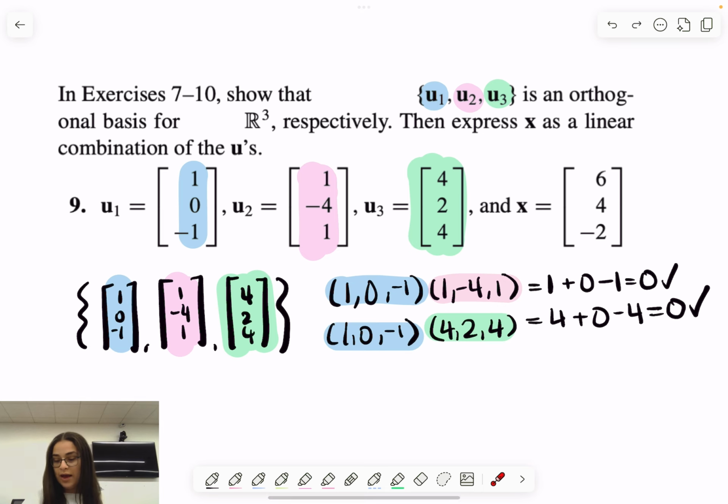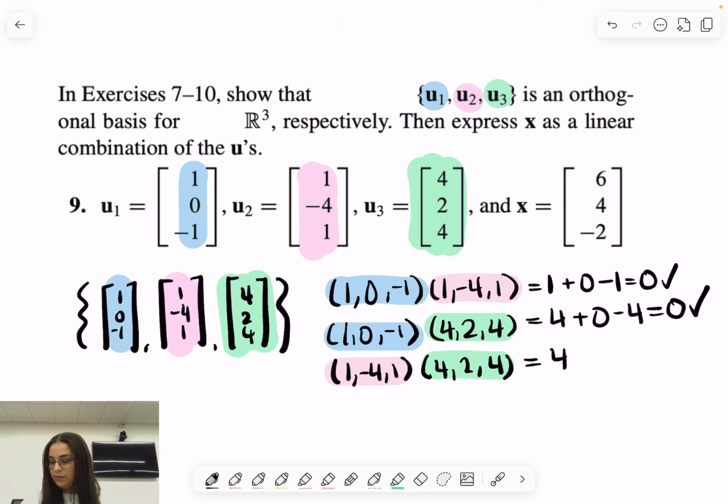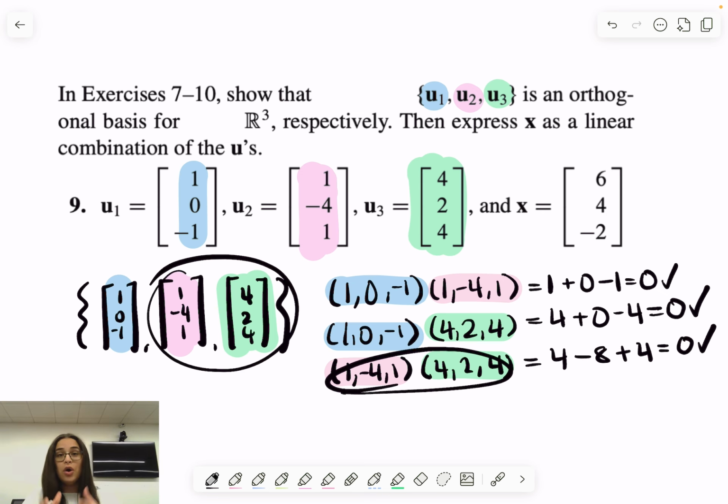Now, the last pair that we're left with is checking if these two are orthogonal. So I'm checking the pink and the green to see if their inner product is equal to 0. Again, first number times the first number, that's 4. Then -4 times 2, that's -8. Then the last one times the last one, that's +4. 4 plus 4 is 8, and then -8 is equal to 0. So yes, these two vectors are also orthogonal.